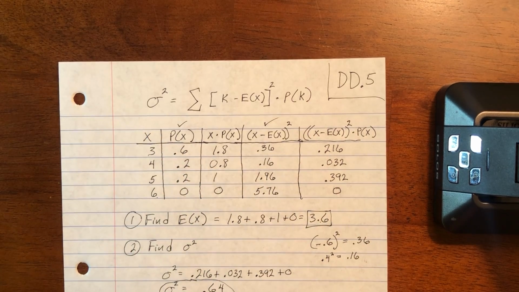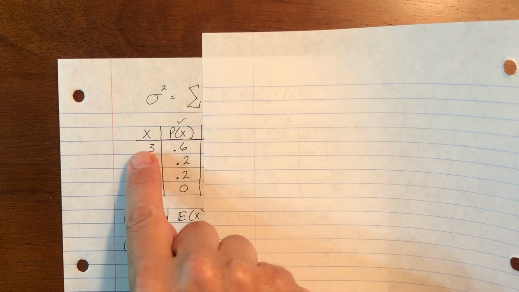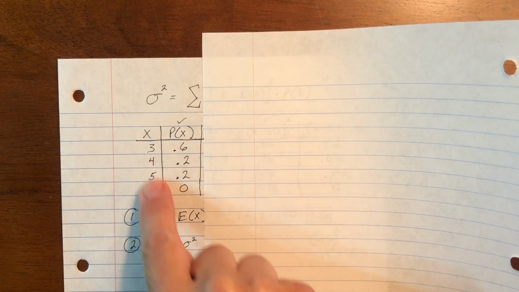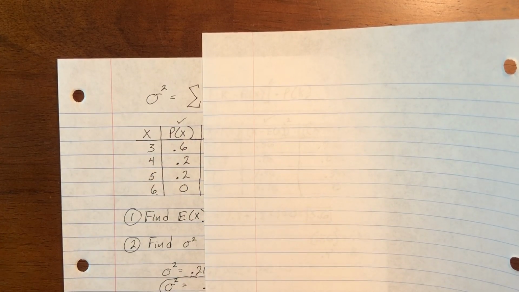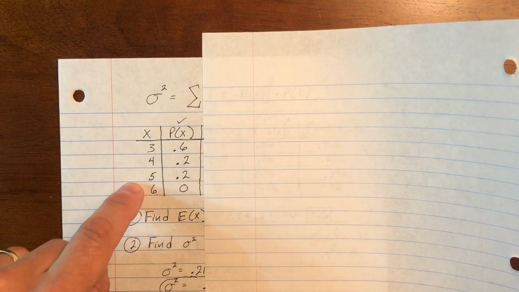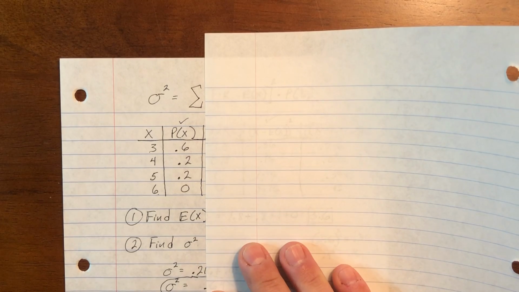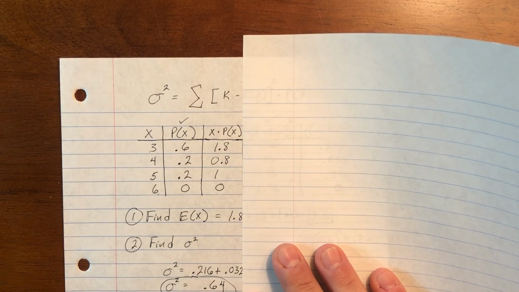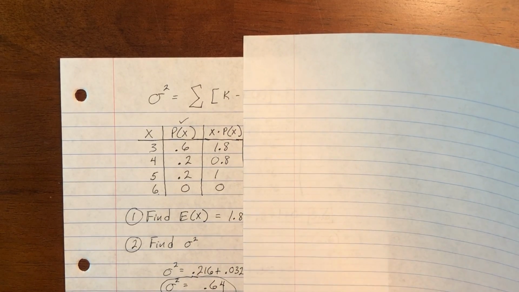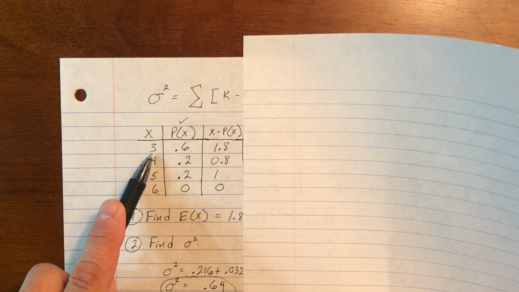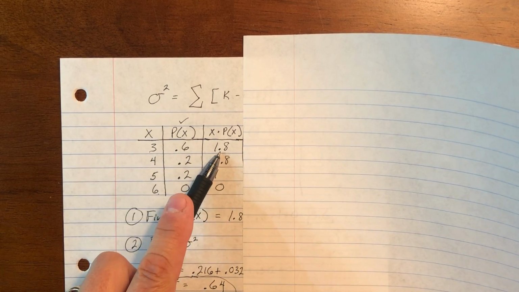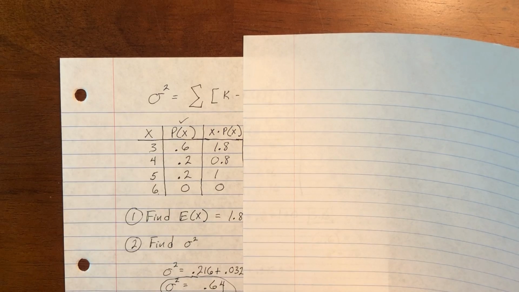And so what they're going to do on the IXL on DD6 is they're going to give you just a probability distribution, just this amount right here. So they're going to tell you an X, and what's the probability of each one of those happening. Then you will calculate what X times the probability of X is. So in this case, you take 3 times 0.6 equals 1.8, and so on and so on.